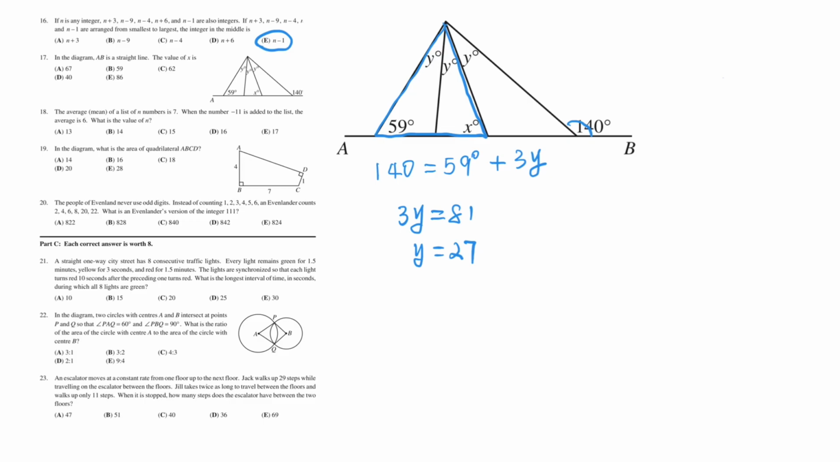Look at this triangle. That means 59 plus 2y, that's 54, plus x, that's 180. The sum of the interior angles is 180. x is 180 minus 113, that's 67. So the answer of the 17 is A.